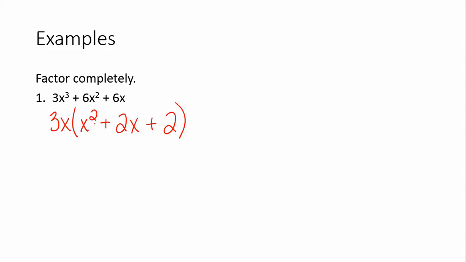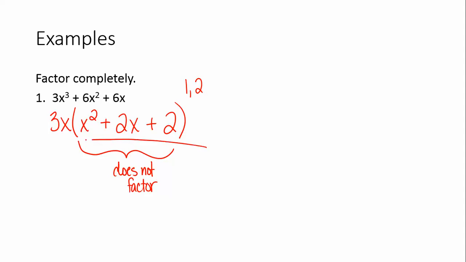And then typically we would check to see if this factors. So if it factors, that means that there are factors of 2, the back term, and the only factors of 2 are 1 and 2, that would add up to 2. But if you notice, 1 plus 2 is 3. So what's left over does not factor. So this is your answer, 3x times x squared plus 2x plus 2.